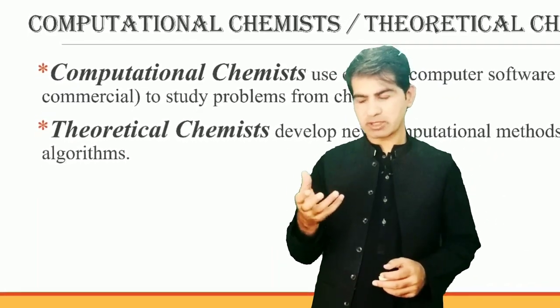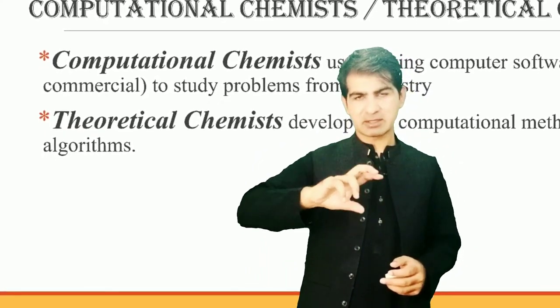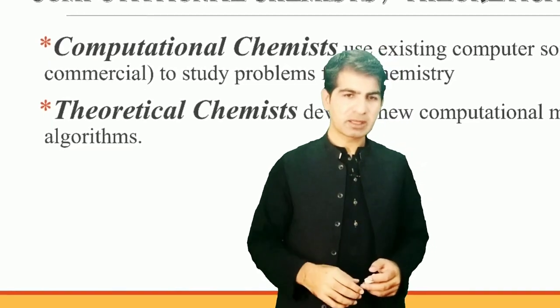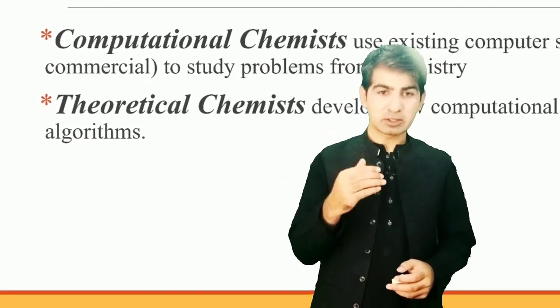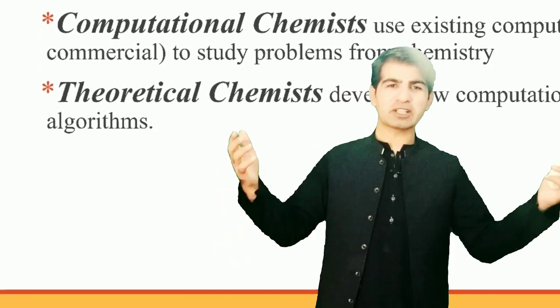So if you want to solve that problem for chemistry, you will use a software, that is an already existing computer program. And what the theoretical chemists do, they develop new computational methods and algorithms. So what is computational science?